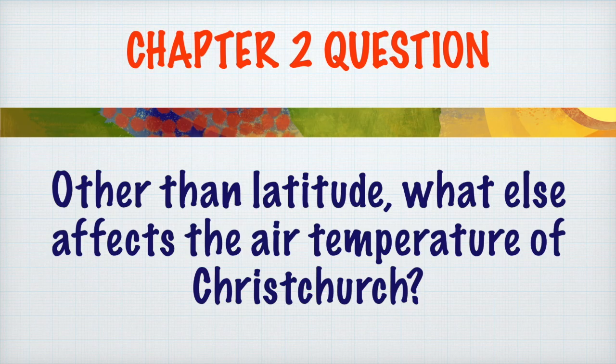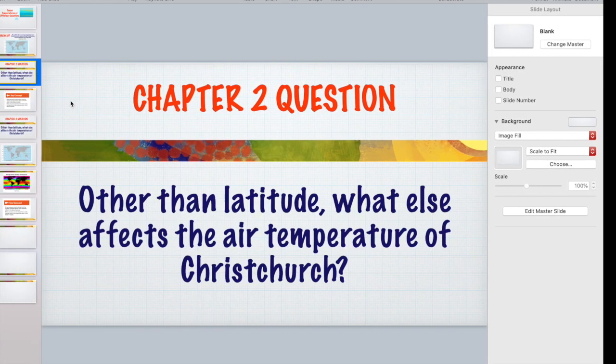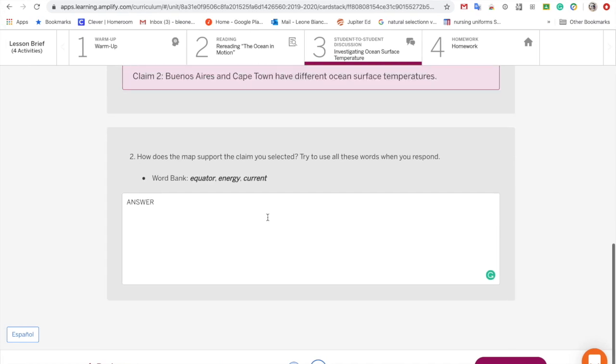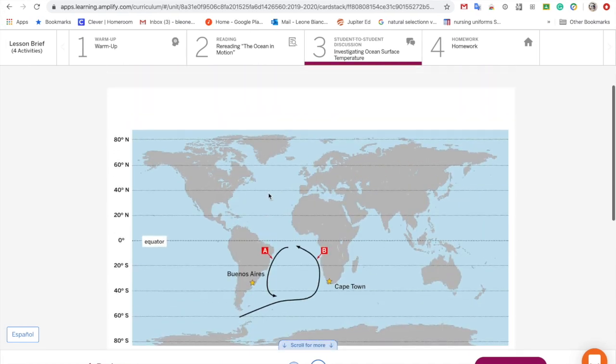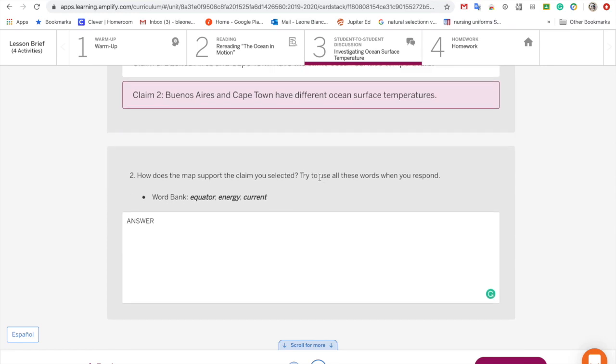So what you need to make sure that you've done for this, which is going to be graded, is answer this question right here about why Buenos Aires and Cape Town have different ocean surface temperatures. Because our next couple lessons are going to be about how these ocean differences or surface differences could change the weather in an area.